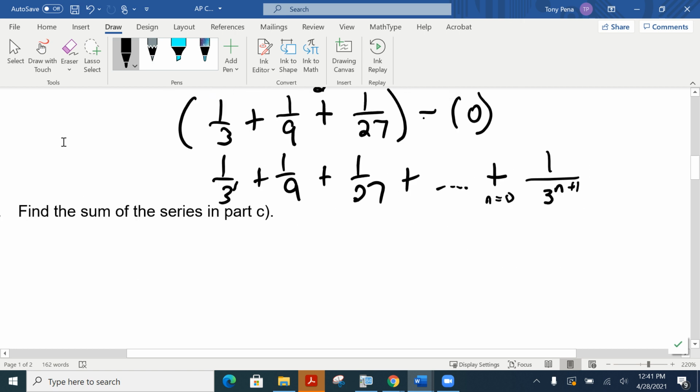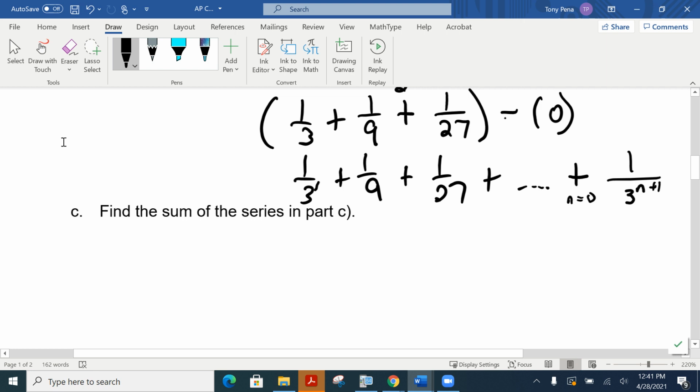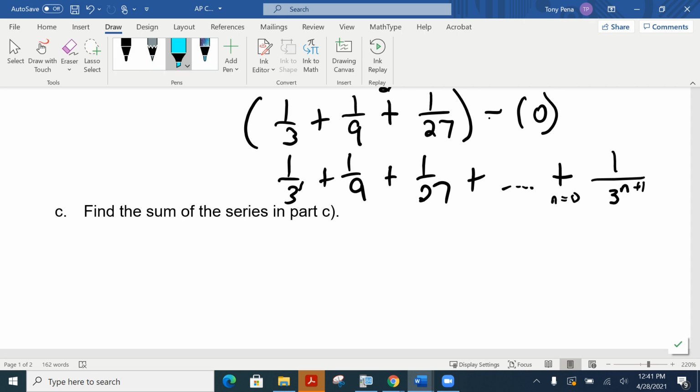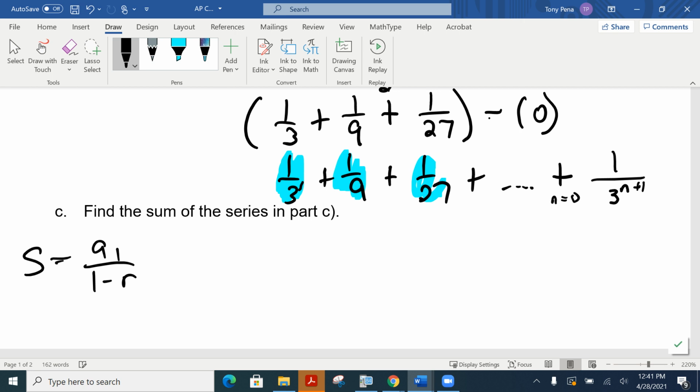Letter C, go down to letter C. It's asking you for the sum of the series that we just found in part B. Well, when we look at this, and again, they don't say find the sum of this geometric series. You would just have to understand, isn't this a geometric series? Are we multiplying by 1/3 over and over and over again? And then no, we have a formula for that.